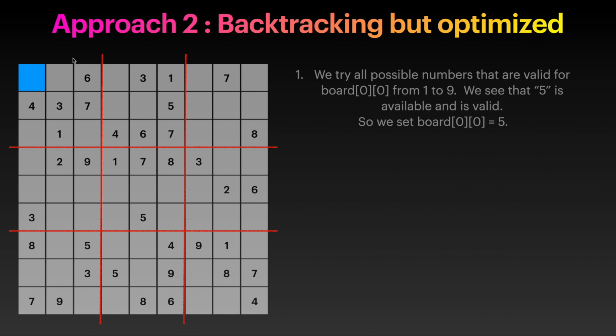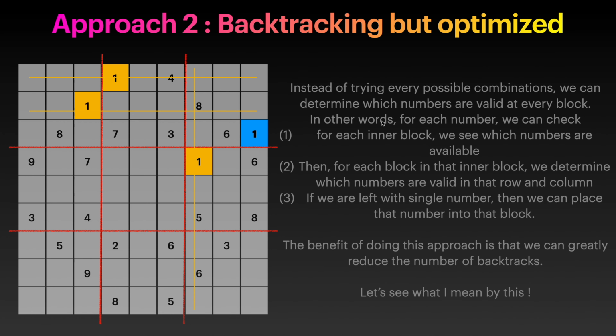Let's look at this one. Let's look at a really specific example of what I mean by this. So instead of trying every possible combination, we can determine which numbers are valid at every block. For each inner block, this 3 by 3, that's what I mean by inner block, we see which numbers are available. In this case, 2, 3, 4, 5, 7, and 9. Those are the available numbers. And then for each inner block, we determine which numbers are valid in the row and column. And if we are left with a single number, then we can place the number into the block.